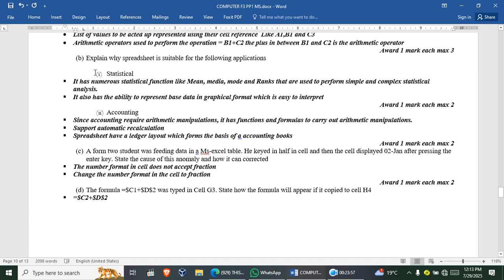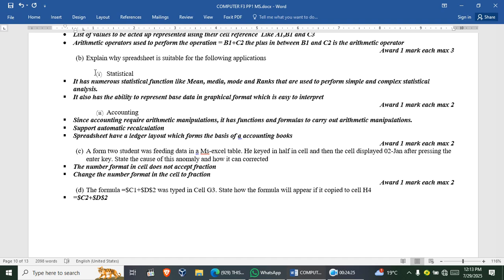A Form 2 student was feeding data in a Microsoft Excel worksheet. He keyed in half in a cell and then the cell displayed 02 January after pressing the enter key. State the cause of the anomaly and how it can be corrected. So the number format in the cell does not accept fractions. Change the number format in the cell to fraction.